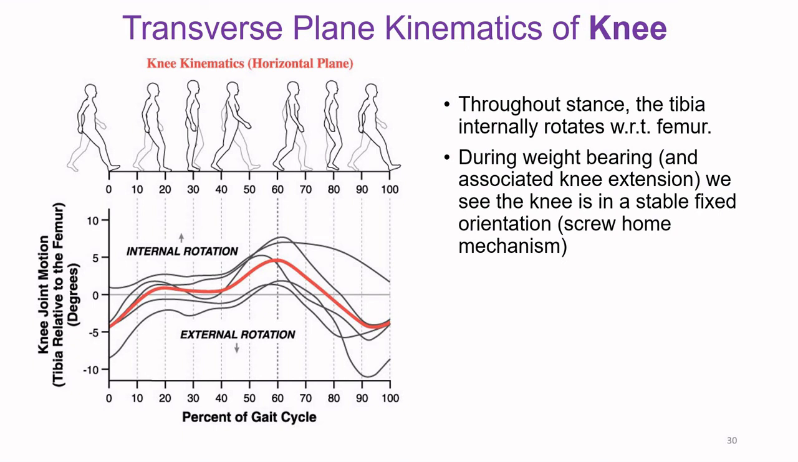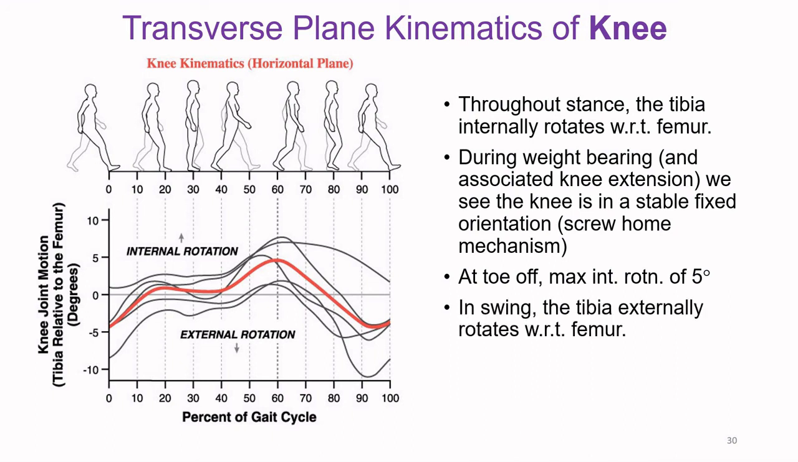During weight bearing and associated knee extension, we see that the knee is in a stable fixed orientation. This relates to the screw-home mechanism. At toe off, we see the maximum internal rotation of around 5 degrees. In swing, we're seeing the tibia externally rotating with respect to the femur.